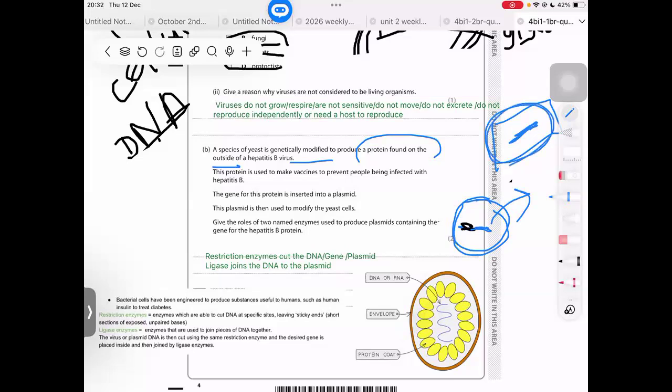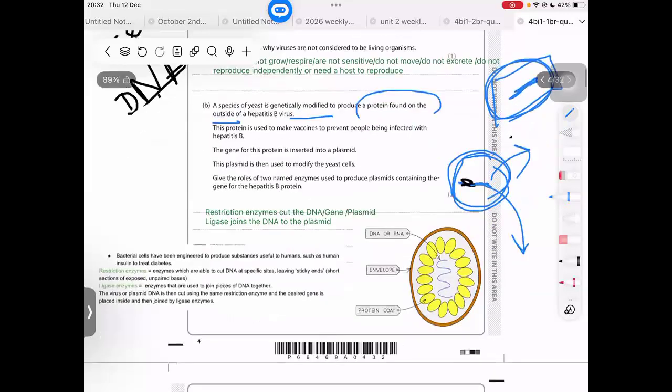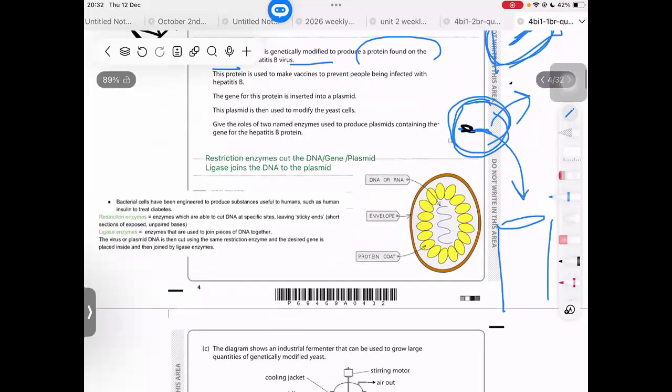So now you can use these yeast cells to make the vaccine. Because in vaccines, you are basically using the same organism which causes the disease. But the only difference is they are not strong viruses. That means they are not the strong version of that virus.